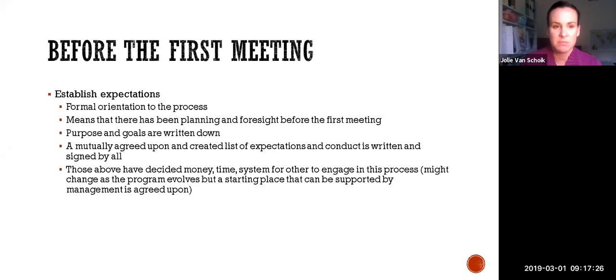So before the first meeting, I think it's always a good idea to take a minute and establish the expectations that you have on your part. So what do you want to do? Why are you doing this? Is there a reason that you're doing this? Do you have to do this? Do you think it's a best practice? Somebody above you has told you you have to, like a program director.